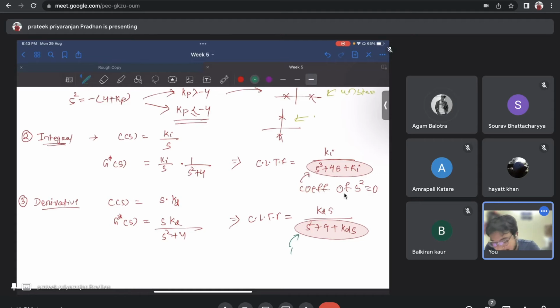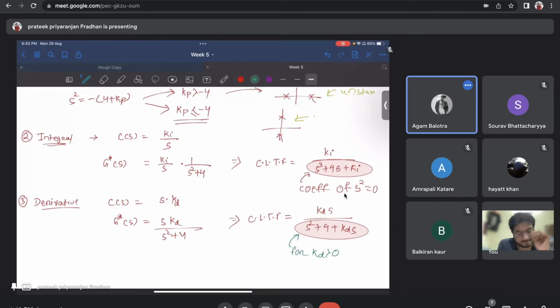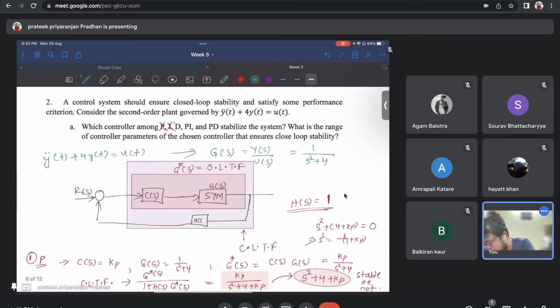You need to specify for KD greater than 0, greater than or equal to, I will write. Yes, very good. It's not greater than or equal to. KD greater than 0, stable. Okay. So using only D, we can stabilize it.